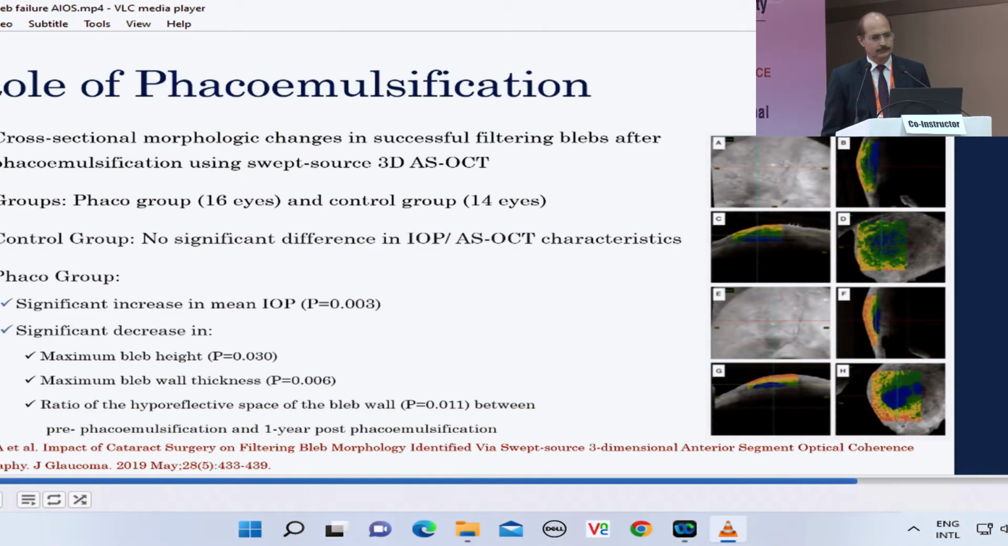This was an interesting article discussing the role of phacoemulsification and studying the cross-sectional morphological changes in successful filtering blebs after phaco using swept source 3D AS-OCT. They found that in the control group there was no significant difference either in IOP or AS-OCT characteristics. But in the phaco group there was a significant increase in the mean IOP and a significant decrease in the bleb height, maximum bleb wall thickness and ratio of hyporeflective space of the bleb wall between pre-phacoemulsification and 1 year post-phacoemulsification.